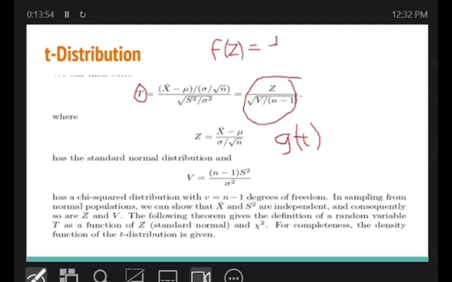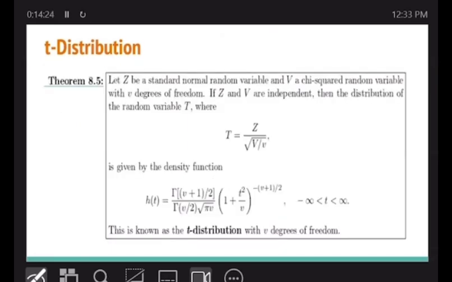Okay, so T, please pay attention. T equals Z over the square root of V over V. This is chi squared divided by n, or divided by the degree of freedom. Don't let me use n minus 1 for instance. Give me 1 second, because this is what I want to derive. Now, if this is what I want to derive, take a look at this. This is what it's going to look like.